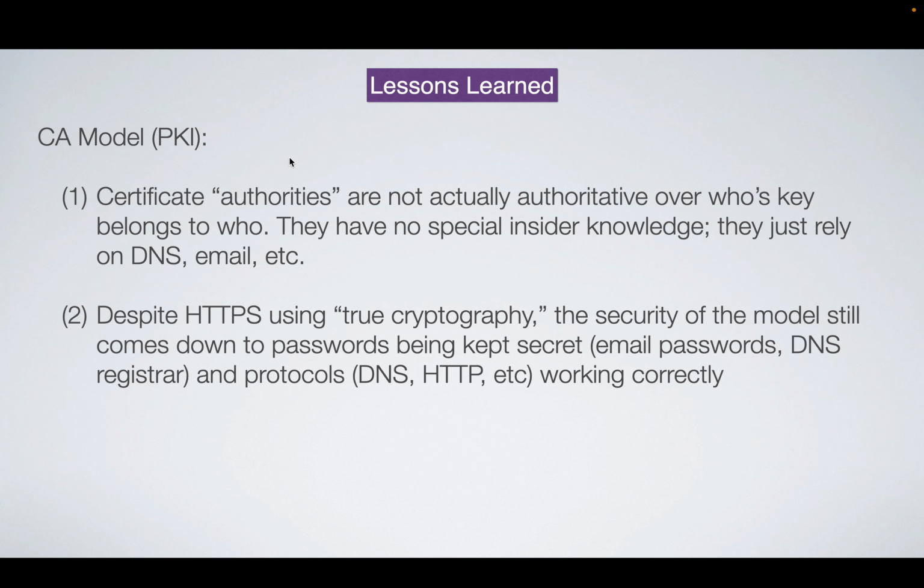Okay, so what are some of the lessons learned so far? The first thing is that certificate authorities are not actually authoritative over the information. So if your name is GlobalSign and you're a company, you actually have no idea what Concordia's public key is, okay? It's not like you're the company that knows what Concordia's public key is. You just know it. You have no special insider information. You're going to use some method to try and figure out what their public key is, but it's not something that you inherently knew.